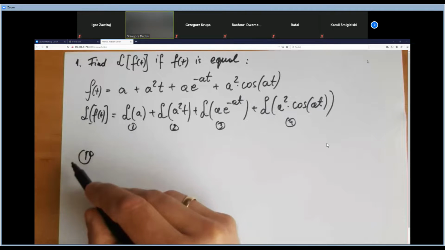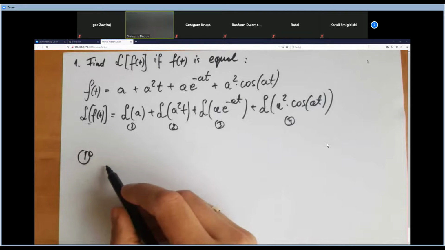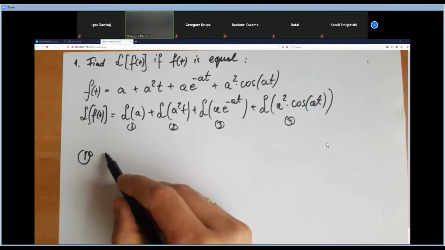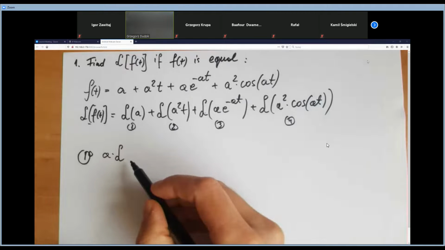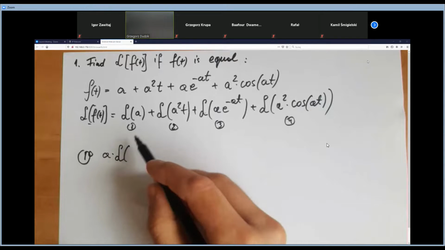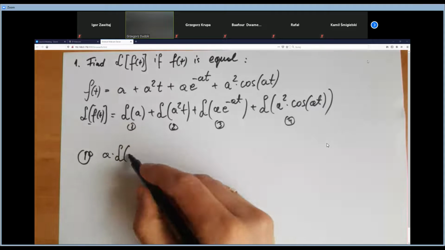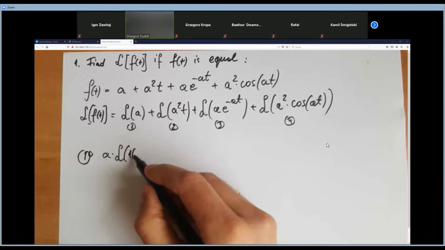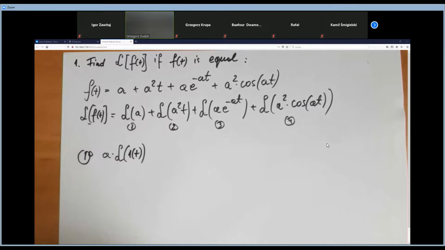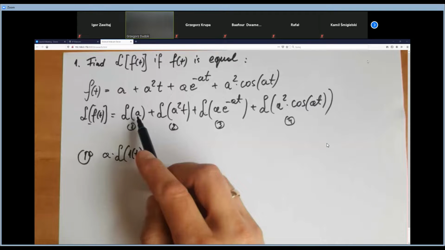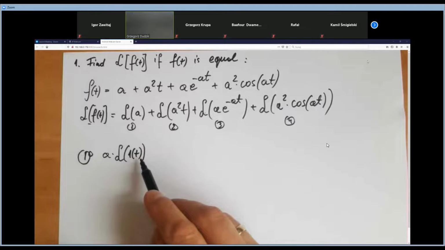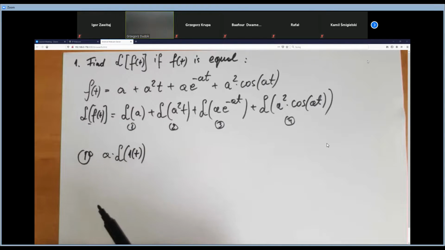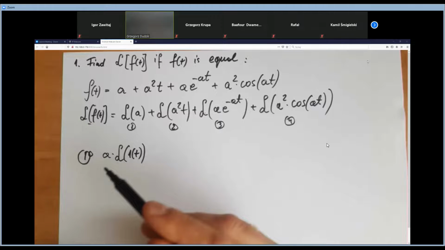First thing, the constant can be moved before the Laplace transformation. And what you've got here? Here we've got the unity function inside. In fact, if you have the function in time domain equal to a constant value, like a, this is a times the unit function, 1(t).